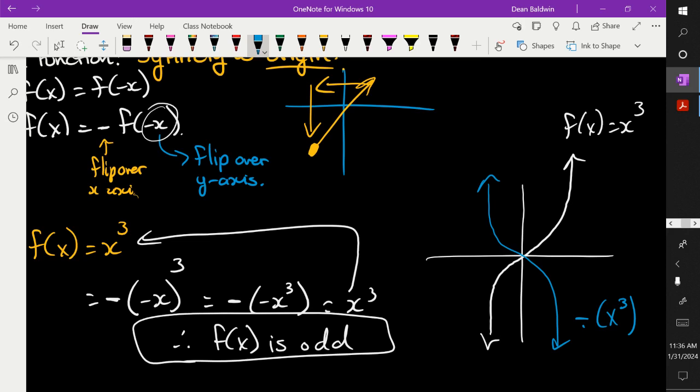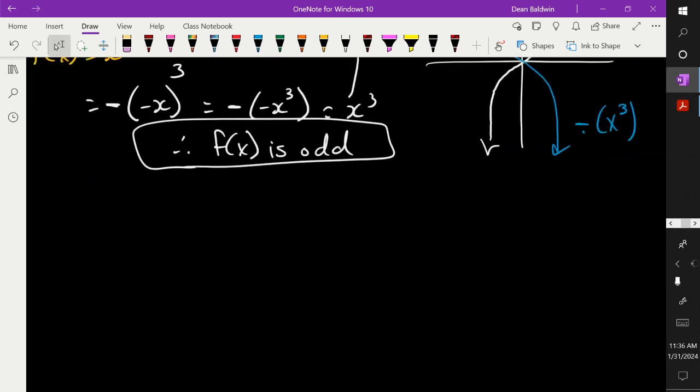This is the algebra that proves it. This is the visual. Okay, does that make sense? So an even function is f of x is equal to f of negative x. An odd function is f of x is equal to negative f of negative x. So let's just write that down. Just to summarize, so we're good with that.